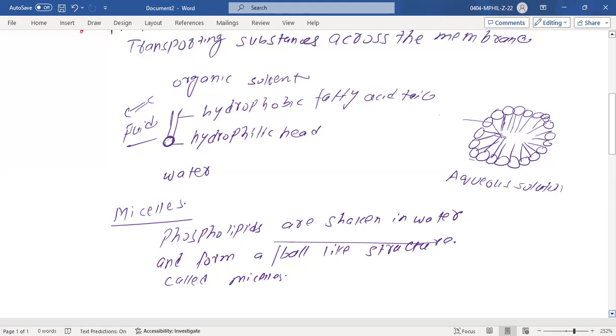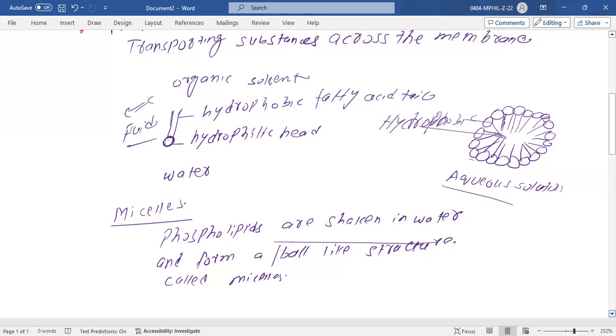so this is an aqueous solution outside here, so it forms a micelle like this. Now why is it so? What do you think? These tails have the character of being hydrophobic. It's very simple: if something hates water, and you expose that thing to water, it will definitely try to avoid it.